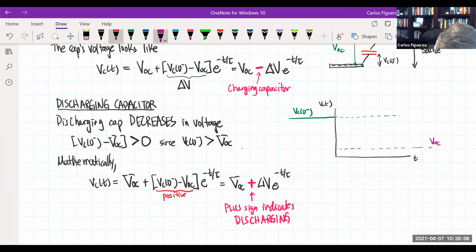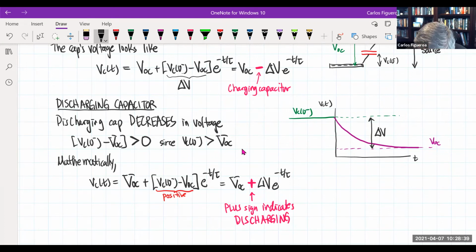And so as it discharges, what am I going to see? Well, I'm going to see that this guy goes like this. It discharges to the lower level here. But the question is, what about this delta V? The plus sign indicates that you have dropped from here to there. So that plus sign tells us there's a drop in the voltage.